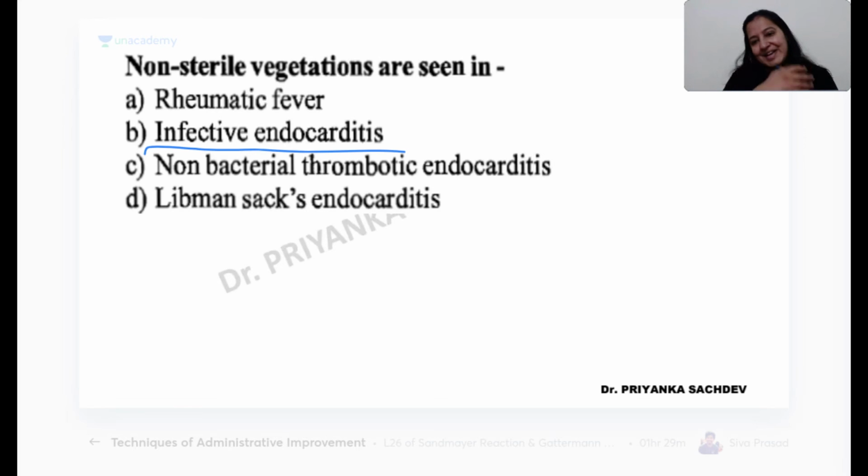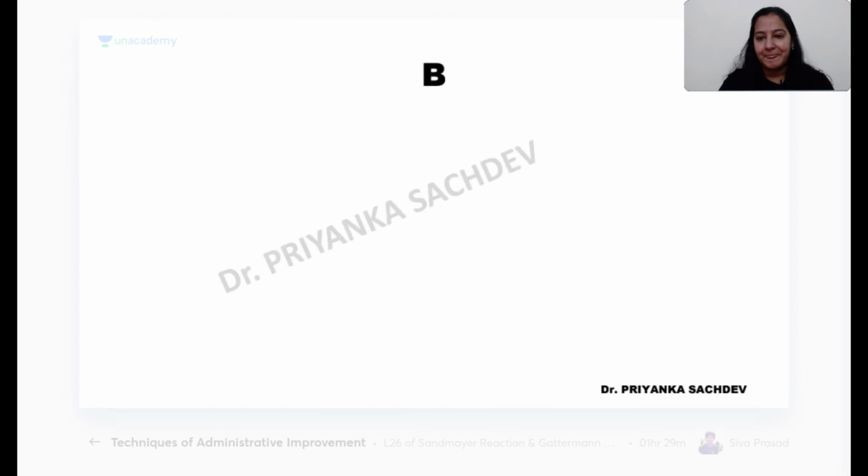Infective endocarditis, the name itself indicated. The rest 3, rheumatic fever, NBT, and Libman-Sacks, are sterile endocarditis because the vegetations do not contain bacteria. But in the last one, I have told you the diagram also, the blue colored basophilic colonies were bacteria. So vegetations contain bacteria. That's why they are non-sterile. So the correct answer here is B. Lakshmi, Yashika, and Sushma are first to answer. Okay, good girls. Great.